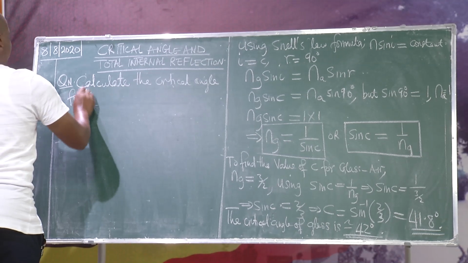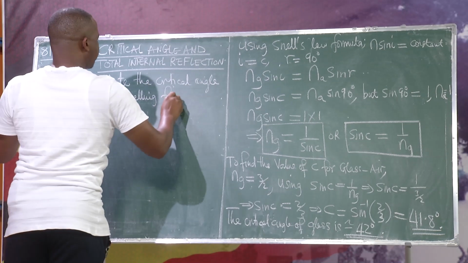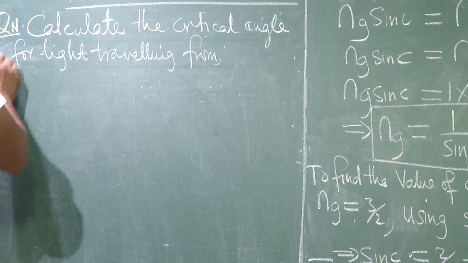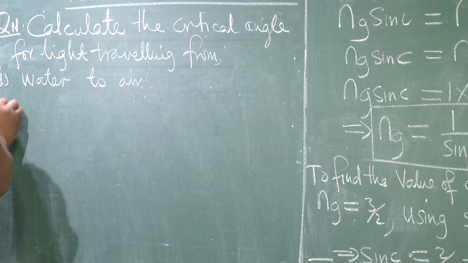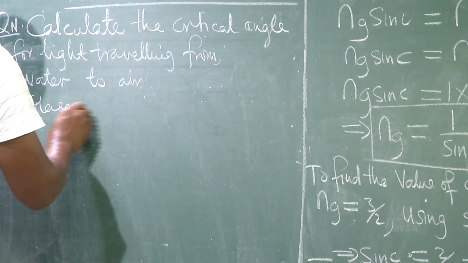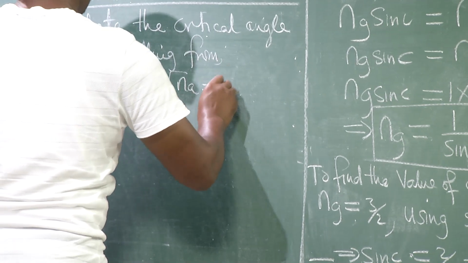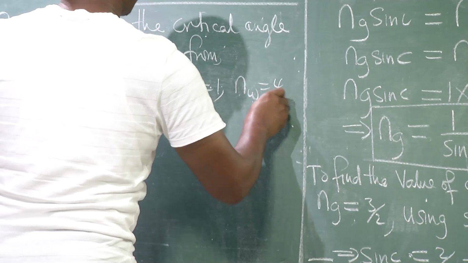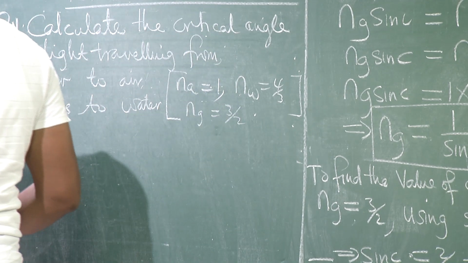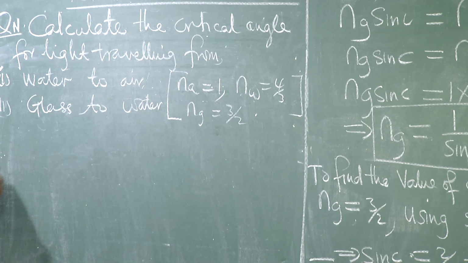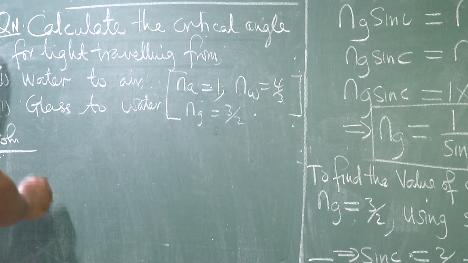Calculate the critical angle for light traveling from part 1, water to air, part 2, glass to water. And here you are given that the refractive index of air is 1, of water is 4 out of 3, and of glass is 3 out of 2. Like I said, I'm going to work out part 1 with you, and I will leave the learners to do the second part.